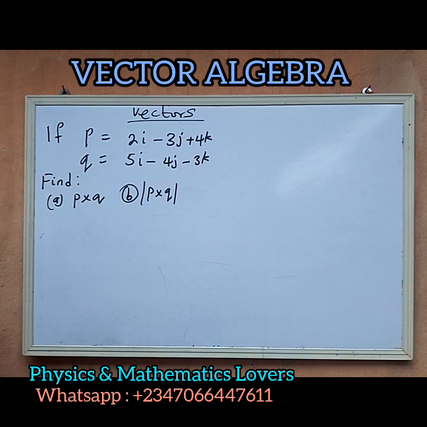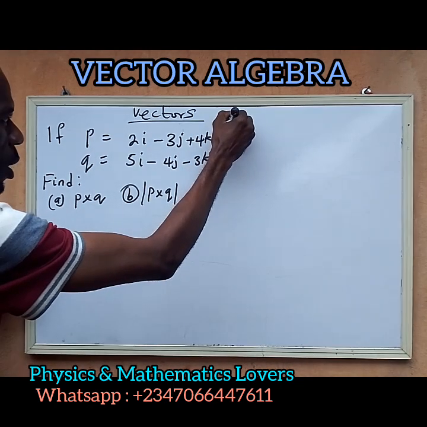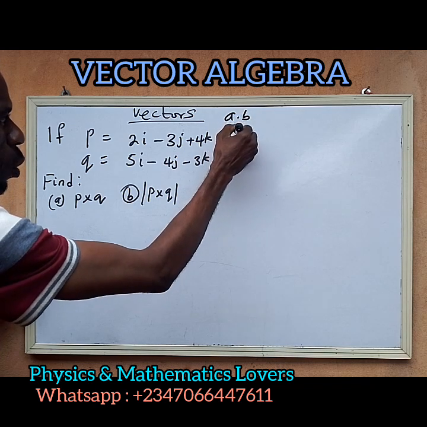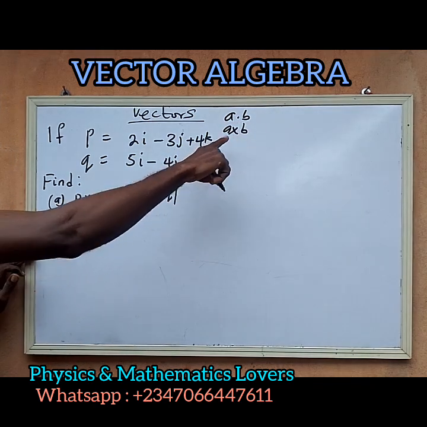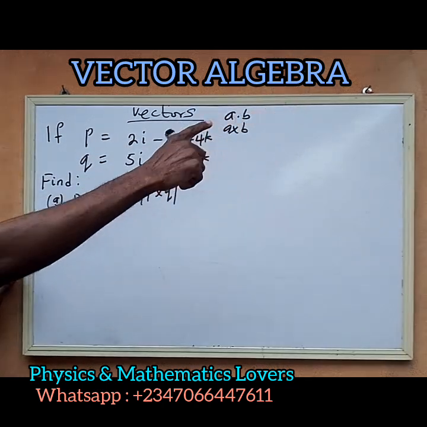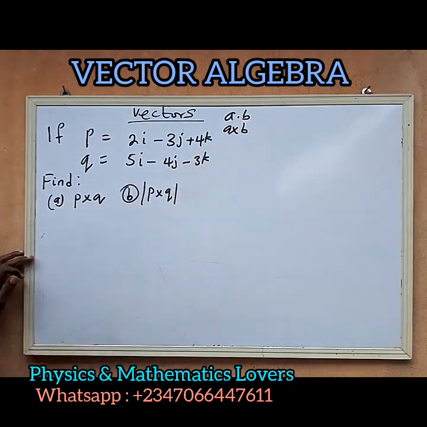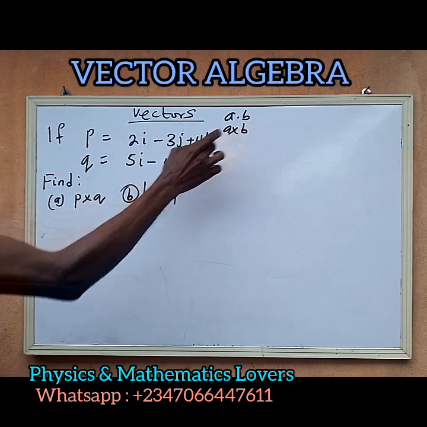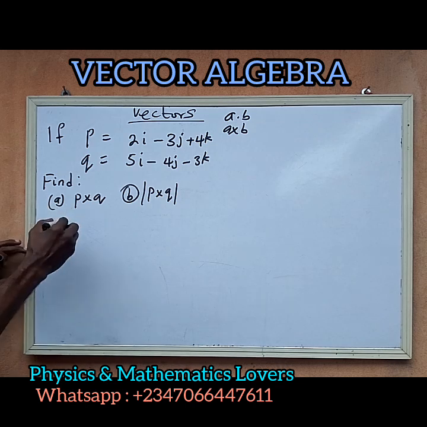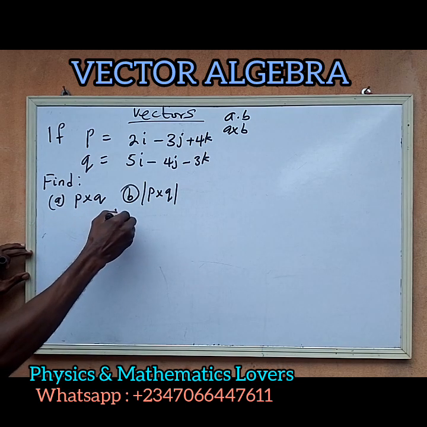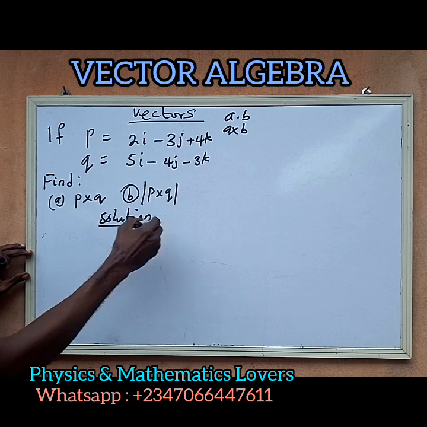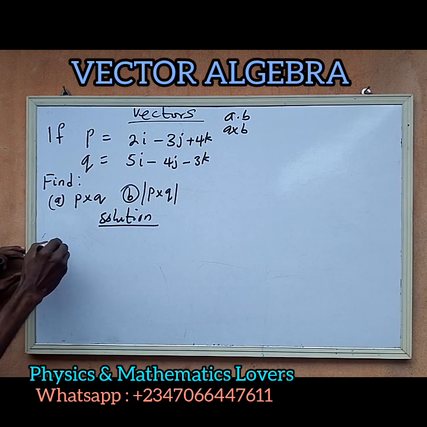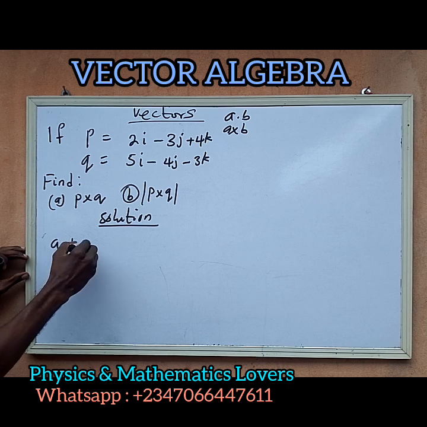Remember, I always tell you we have two major products in vector algebra. We have the dot product, which is like this. Then we have the normal vector product, which is also known as the cross product, and both of them have different formulas. So we are going to be concentrating on this one, which has to do with this question. Our solution: our vector product, the cross product, is given by what?